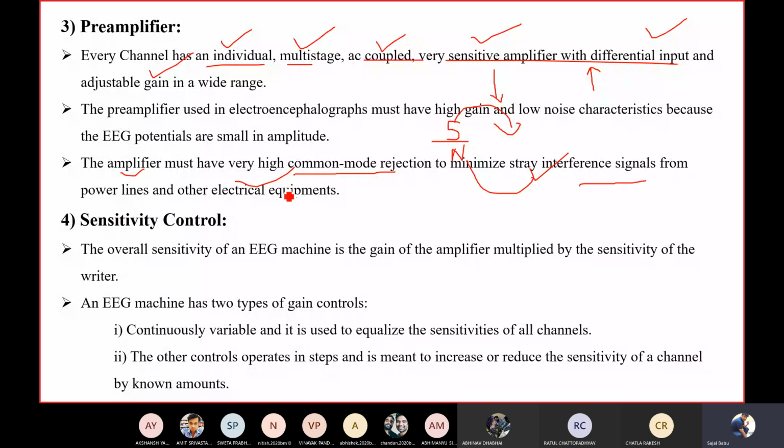Okay, so is that clear? Have you still understood this particular amplifier part here?